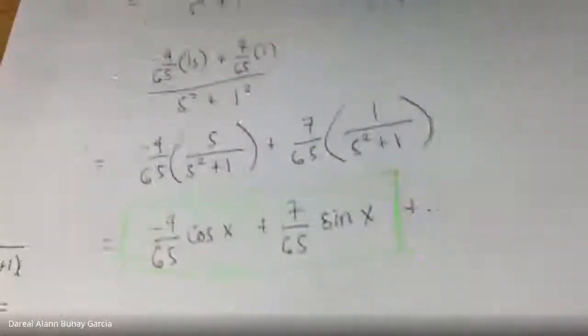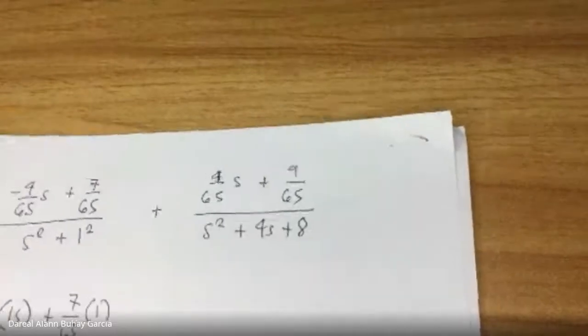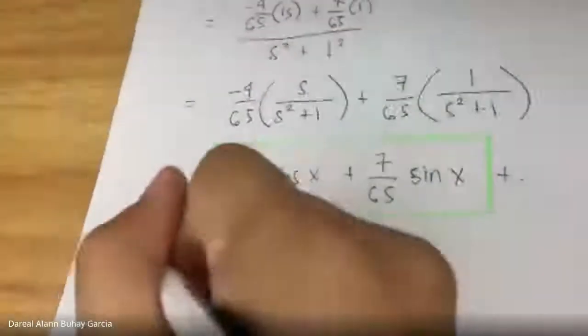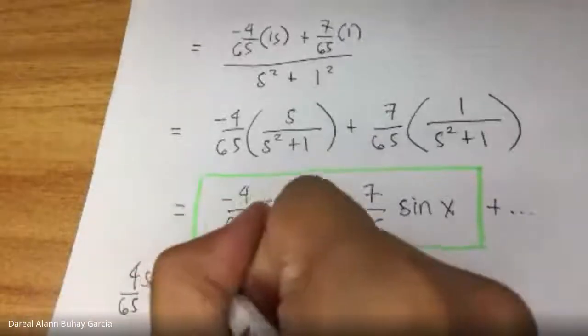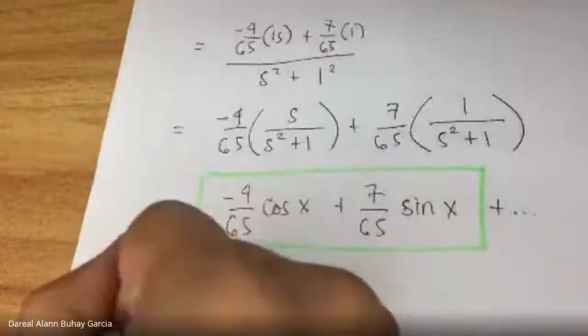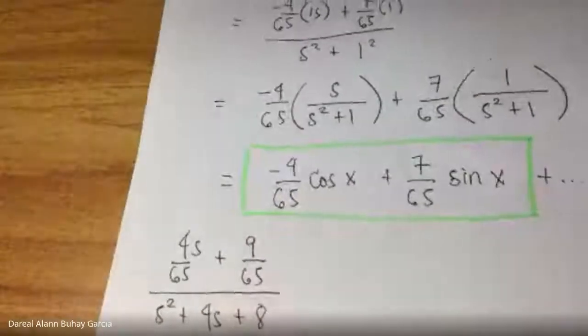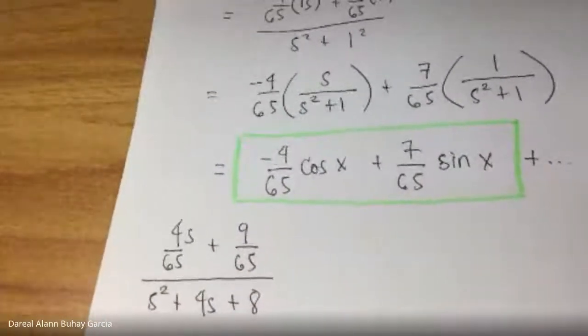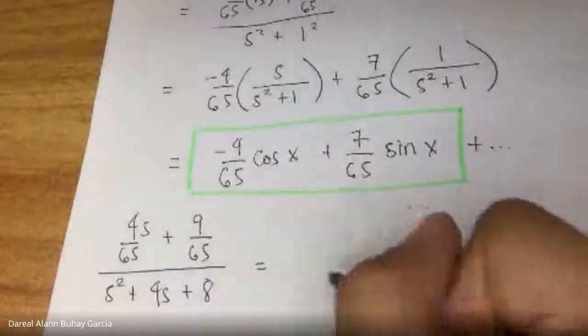Plus this one from earlier, plus the last one: the inverse Laplace of 4 over 65 S plus 9 over 65, over S squared plus 4S plus 8. I think what we will do is the same as before. It's a perfect square.